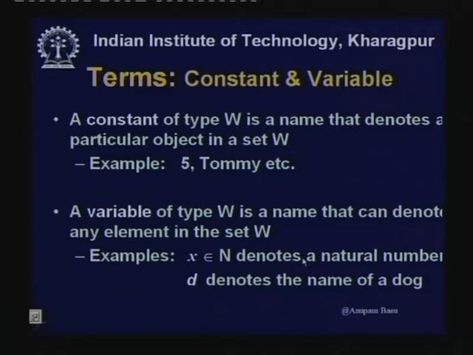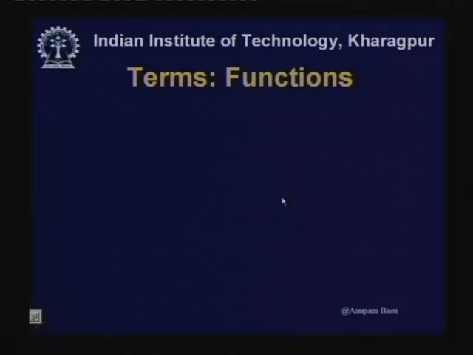X is a variable that can connect to any particular natural number, I am sorry. Whereas, if I said 5, then that is meaning a particular natural number. It is not meaning any element of that set of natural numbers. Similarly, D denotes the name of a dog, any dog that is in the set of dogs. So, that is the basic difference between constant and variable.